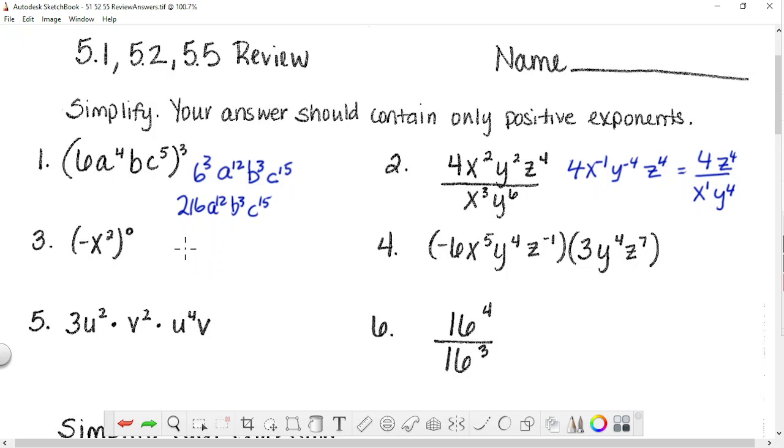Okay, so let's look at number 3. Anything raised to the 0 power is 1, so that's a real easy one. It's done. Look at number 4. We're now multiplying, so we add exponents. Number 2, we were dividing. We subtracted the exponent in the numerator minus the exponent in the denominator. But 4 is multiplying, so we just add exponents. So we multiply the numbers, so negative 6 times 3, that's 18. I'm sorry, negative 18.